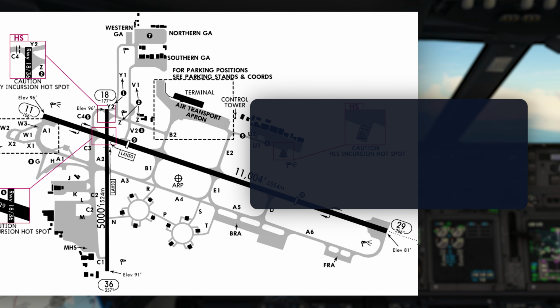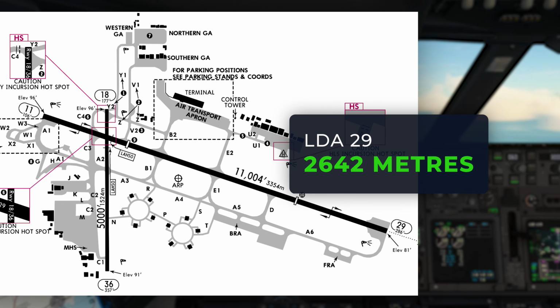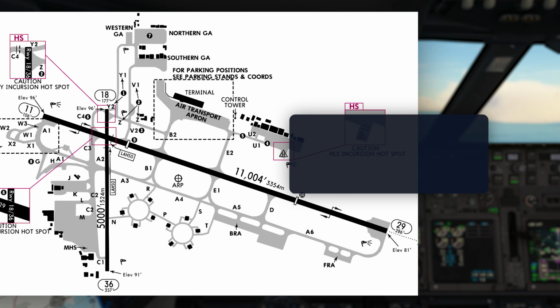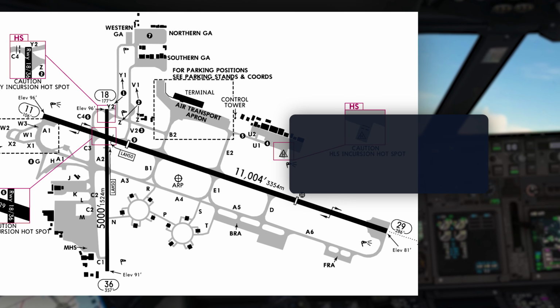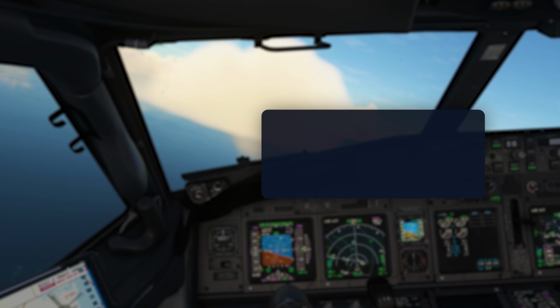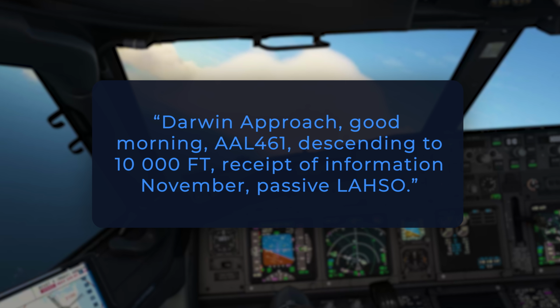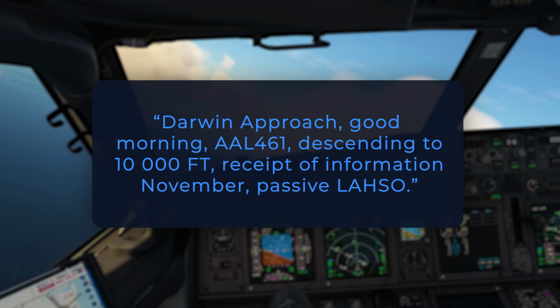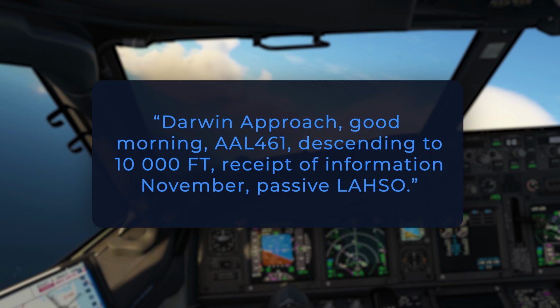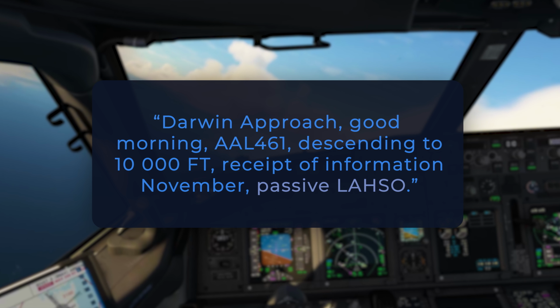During LAHSO, the landing distance available will be 2,642 metres, or 8,668 feet, for runway 29, and 1,096 metres, or 3,596 feet, for runway 36. All aircraft will be assumed to be LAHSO capable. If you are not, you must advise the approach controller on first contact by using the phraseology: Darwin Approach, good morning, American 461, descending to 10,000 feet, received information November, passive LAHSO.